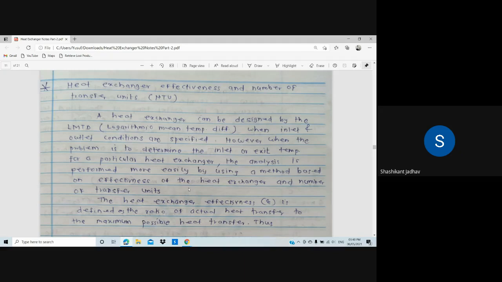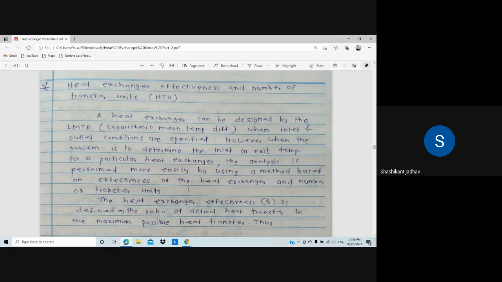A heat exchanger can be designed by the LMTD method when inlet and outlet conditions are specified. When the inlet and outlet temperatures are given, at that time we have to use the LMTD method for designing the heat exchanger.